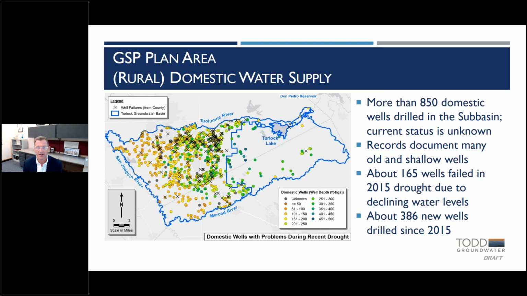And again, interestingly enough, almost 400 new wells have been drilled in the last 6 years, which is probably for a couple of reasons. One, some of those wells are older, but secondly, trying to mitigate the impact of declining water levels in the region.